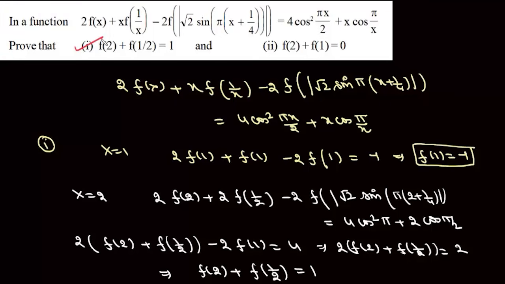Now we'll come to the second part, where we need to prove f(2) + f(1) equals 0. For that, we have to find the value of f(2). Since we already have one relation between f(2) and f(1/2), we'll try and find another relationship. For this, we'll substitute x equals 1/2 in the given equation.